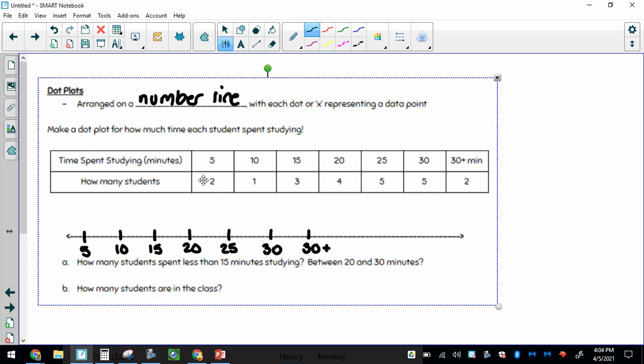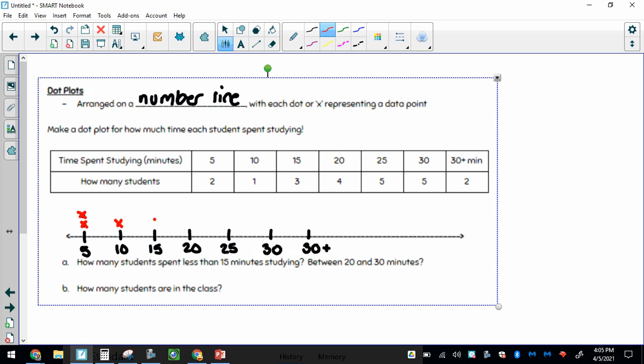All right, so here for 5 minutes studying, we have 2 kids. So if you're using dots, which is how you'd see them on a computer screen, we would just put 2 dots above the number 5. Or if you have a hard time seeing dots when you write them, you can also draw 2 little X's. I usually draw X's because they're easier to see. So 2 people spent 5 minutes studying. 1 person spent 10 minutes studying.